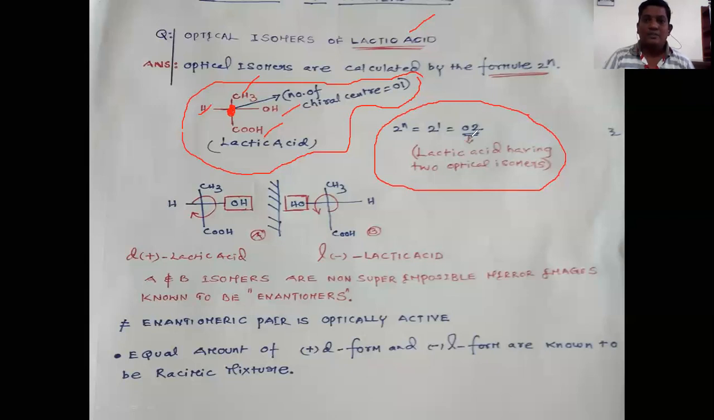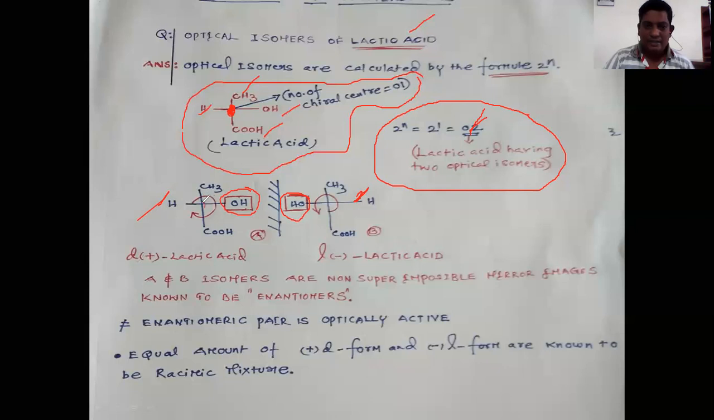Now we are discussing the two optical isomers. OH on the right hand side and its mirror image OH on the left hand side. Hydrogen on the left hand side and here the hydrogen on the right hand side. Now this is known as D plus lactic acid and this is known as L minus lactic acid.